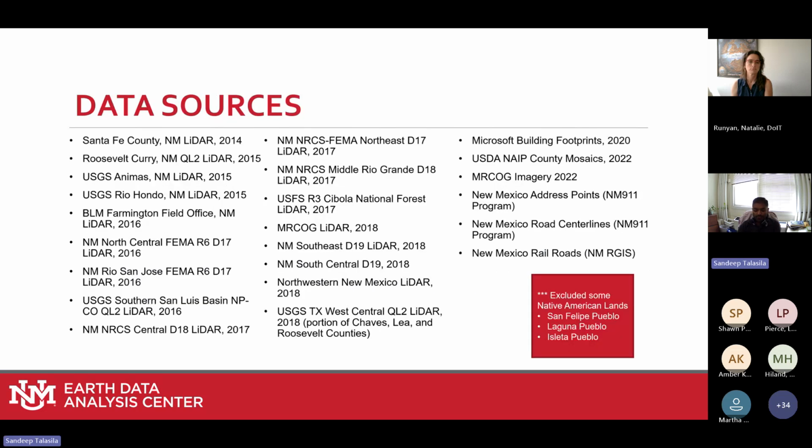The data sets used for this project are whatever we have that we can access freely. The majority of them are the LiDAR data sets that we have for the state of New Mexico from 2014 till the most recent one, 2018. In addition to that, we've used county mosaics from the NAIP program, MRCOG imagery, and the New Mexico address points and road center lines. As you can see on the screen, the list of those.